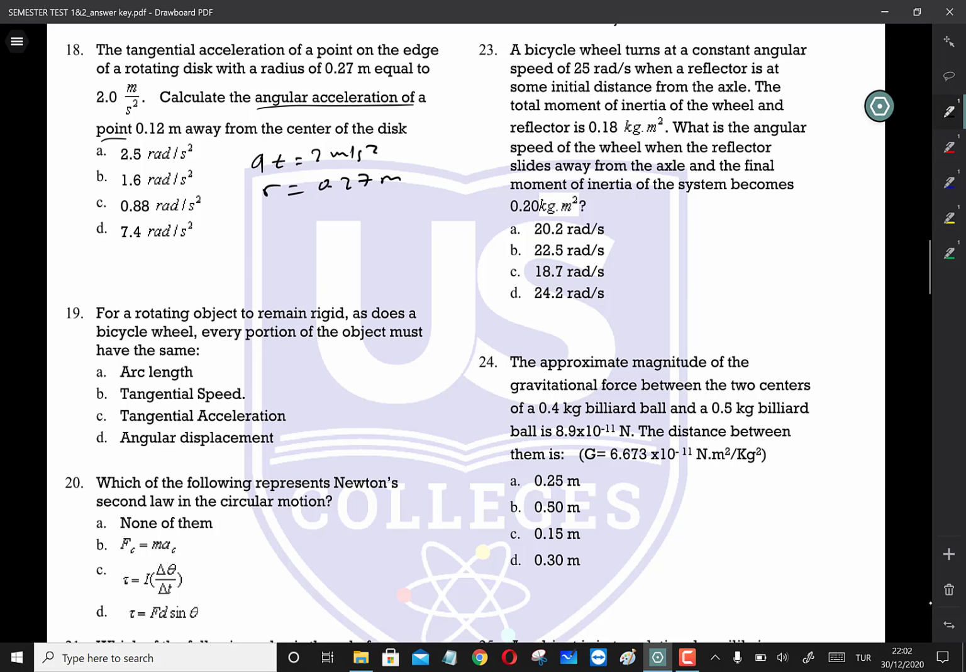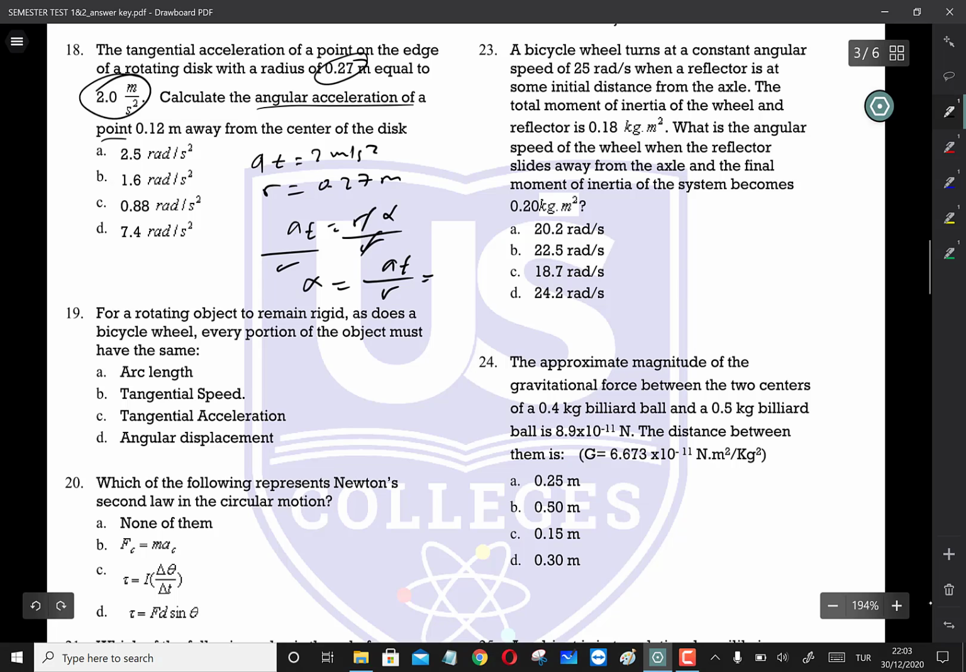Remember, for a rigid object like a disk, every point will have the same angular acceleration. Just calculate angular acceleration by the equation AT is equal to R times alpha. Divide by R. Alpha is equal to AT divided by R. But which R are we going to use? Of course, the one at which this tangential acceleration is given. So 2 divided by 0.27 is equal to 7.41 radian per second squared. So this is the correct answer.